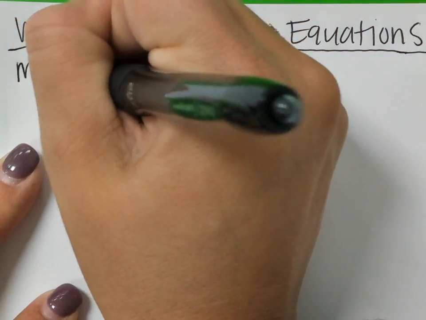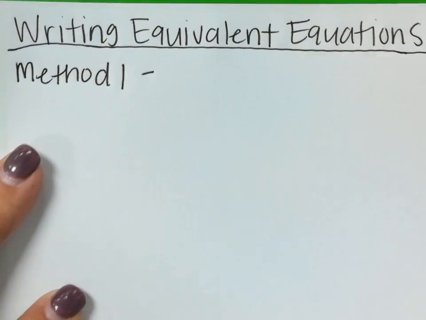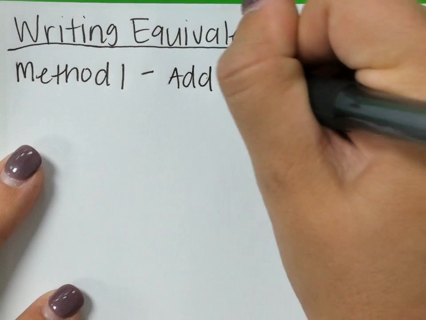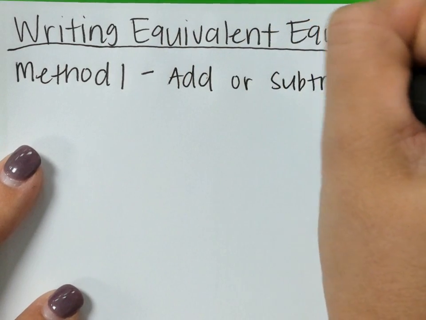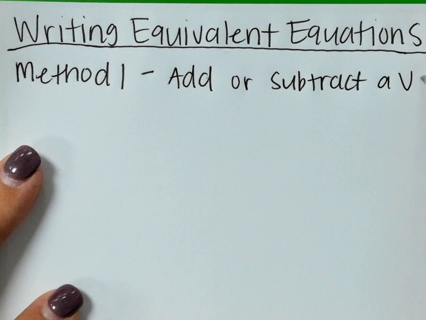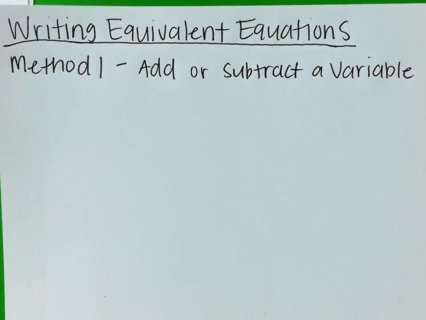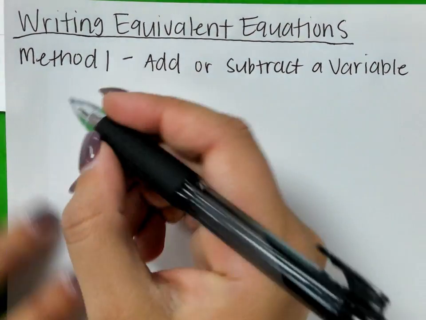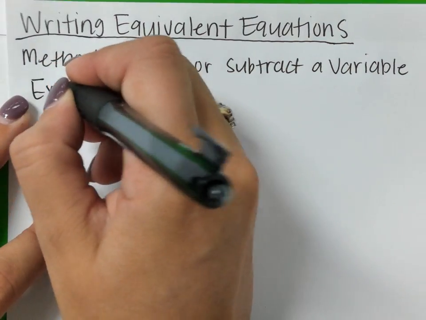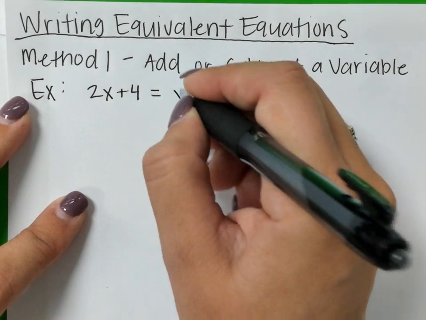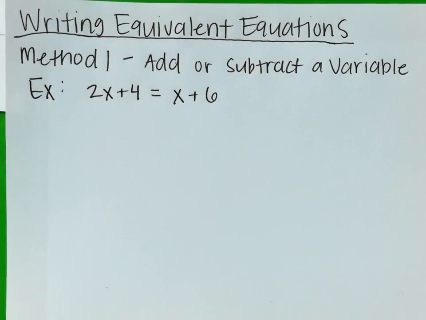Method 1, we are going to find an equivalent expression by adding or subtracting a variable. And we're going to do exactly what it says. Add or subtract a variable. Okay. So if we have an example of 2x plus 4 equals x plus 6. That's an equation, a multi-step equation.